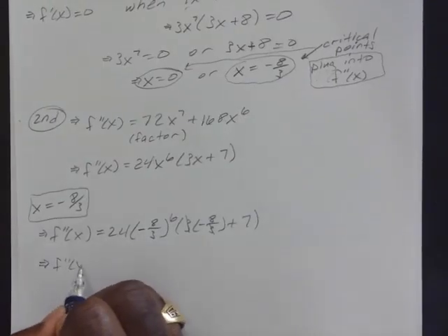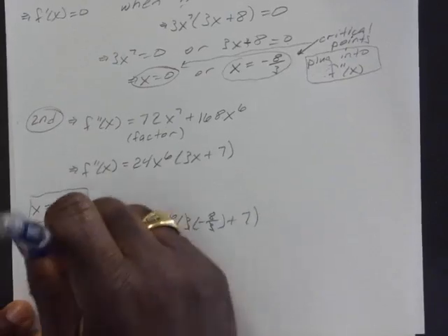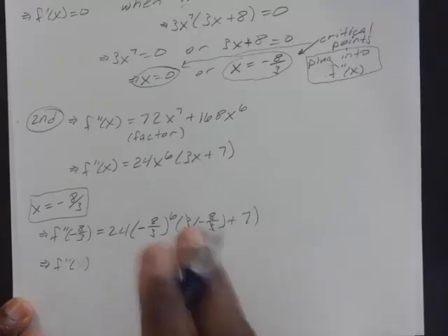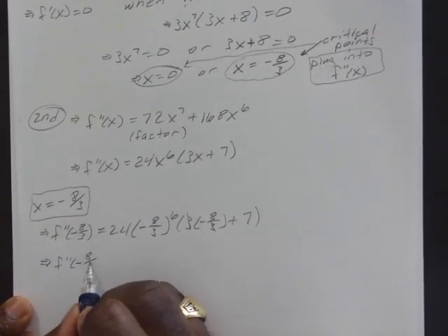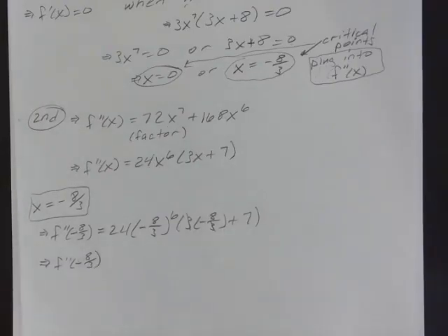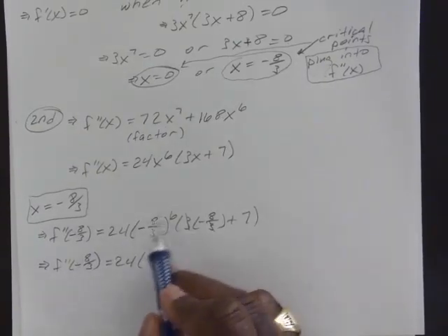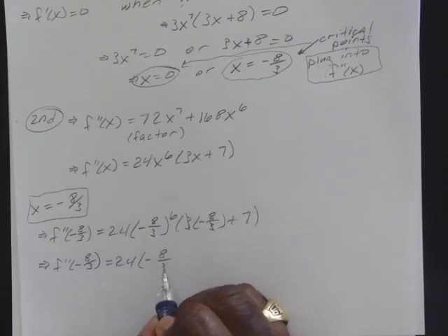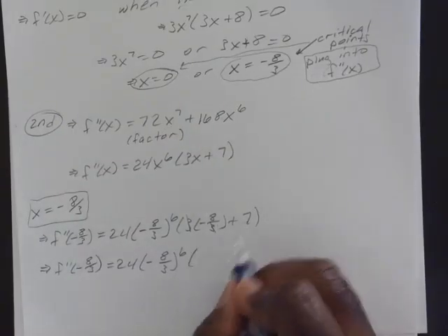So our second derivative, I forgot to put my negative 8 over 3 inside of here. Doesn't matter, but might as well be consistent here. So make that f double prime of negative 8 over 3. So that gives us 24, and I'm not even going to bother with this part. I'll show you why in a second. Negative 8 over 3 to the 6th power times negative 8 plus 7.